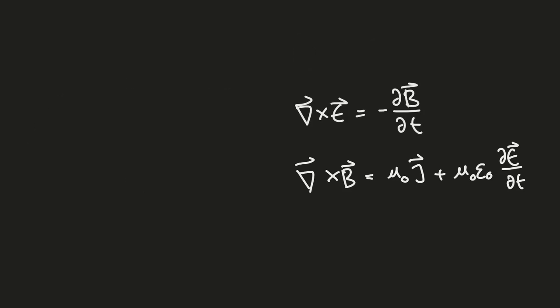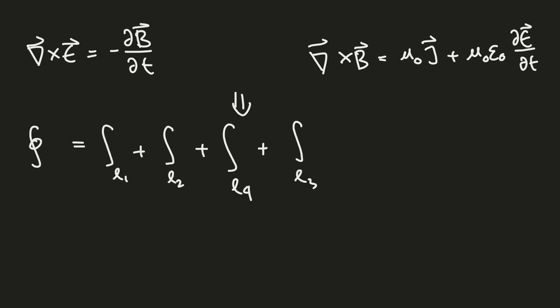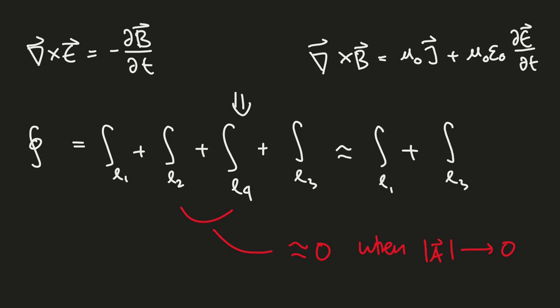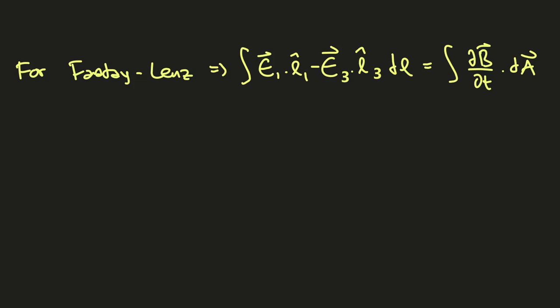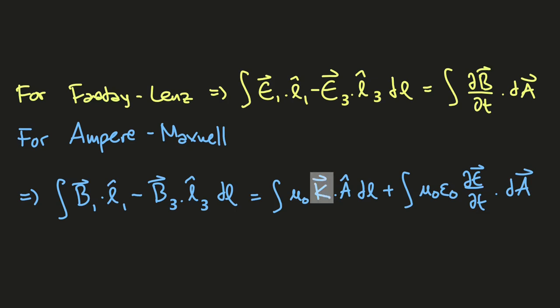And by this condition, we can turn this curl equation, of course by Stokes' theorem, into a contour integration, just like before, where L2 and L4 approach 0 when we squeeze the surface bounded by the loop. So that's why we have this remaining integration. For Faraday's law, we have this integral equation, and for Ampere-Maxwell, we have this long integral equation. Notice that the K here is the current density along the integration.